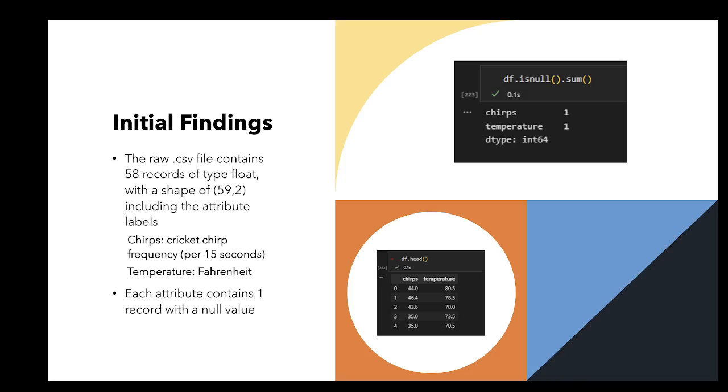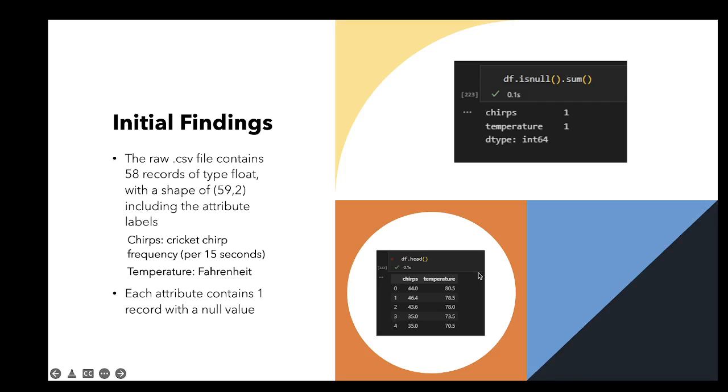So the dataset itself, as provided, was a raw CSV file with 58 records. The official shape was 59 by 2, as that includes the attribute labels. The attributes in this case were chirps, chirp frequency per 15 seconds as measured, and temperature in degrees Fahrenheit.